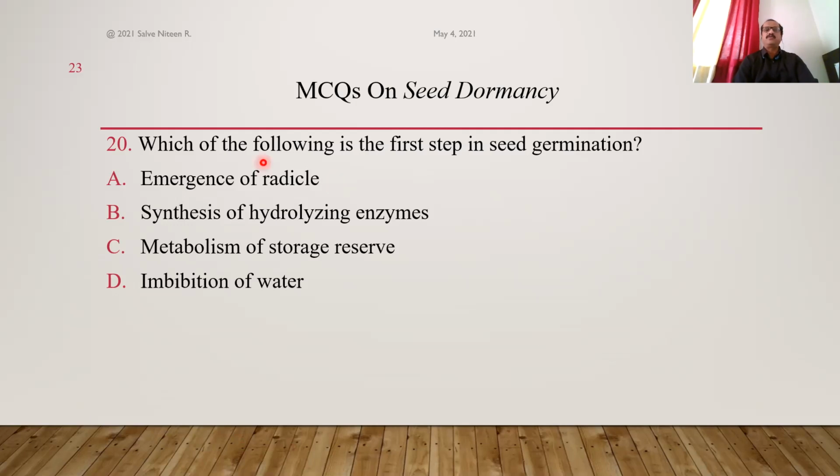So here question is, which of the following is the first step in seed germination? Where the first step is imbibition of water, and this is not the first visible sign of seed germination, emergence of radicle. We cannot see this sign, but we can see this one, but this is the last step. Emergence of radicle and plumule is the last step in seed germination. So here answer is option D.